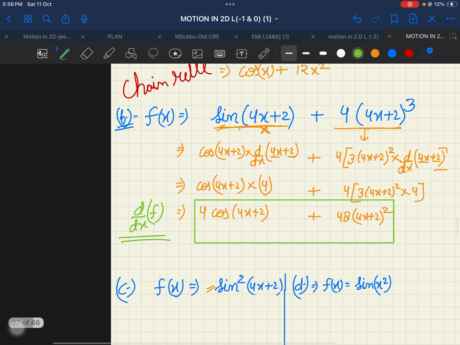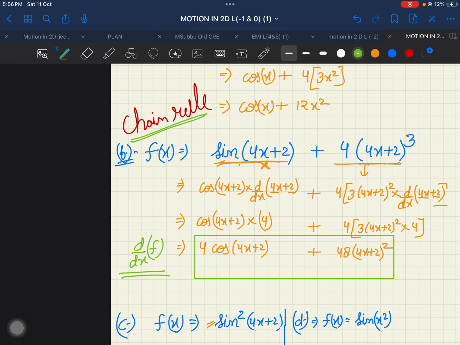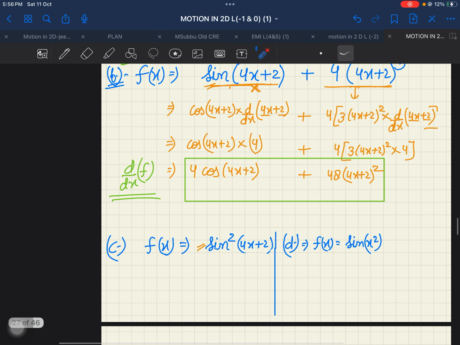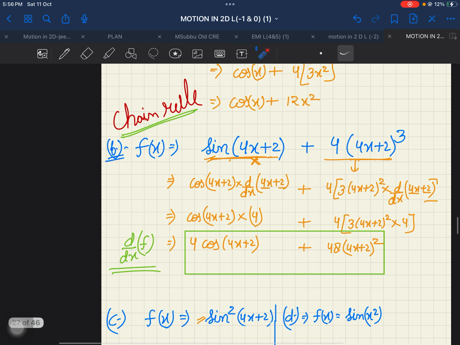Okay, so now this is your chain rule. Means suppose in place of x you have something else, then just consider it to be x and use the formula that you have learned and multiply with the differentiation of the thing or the function that you have considered to be x, right? That's it. This is called chain rule.